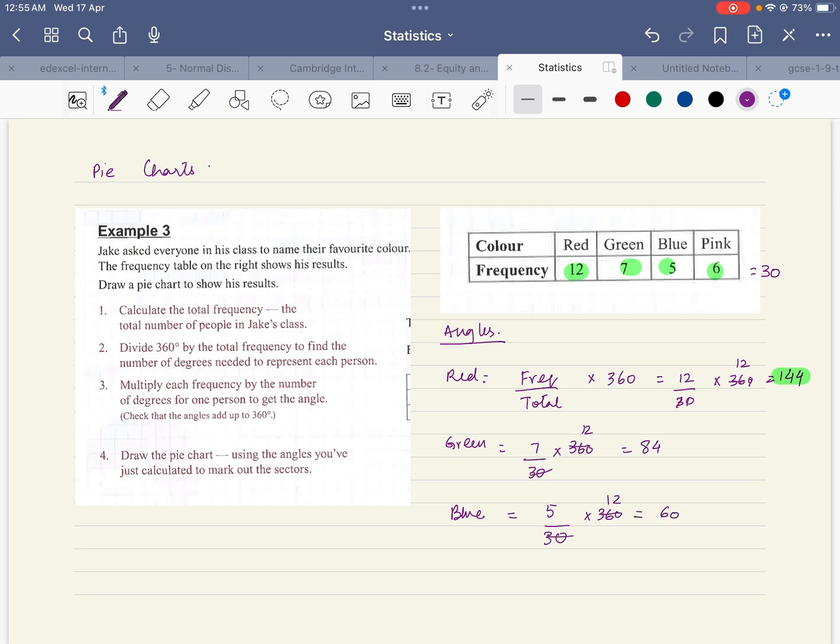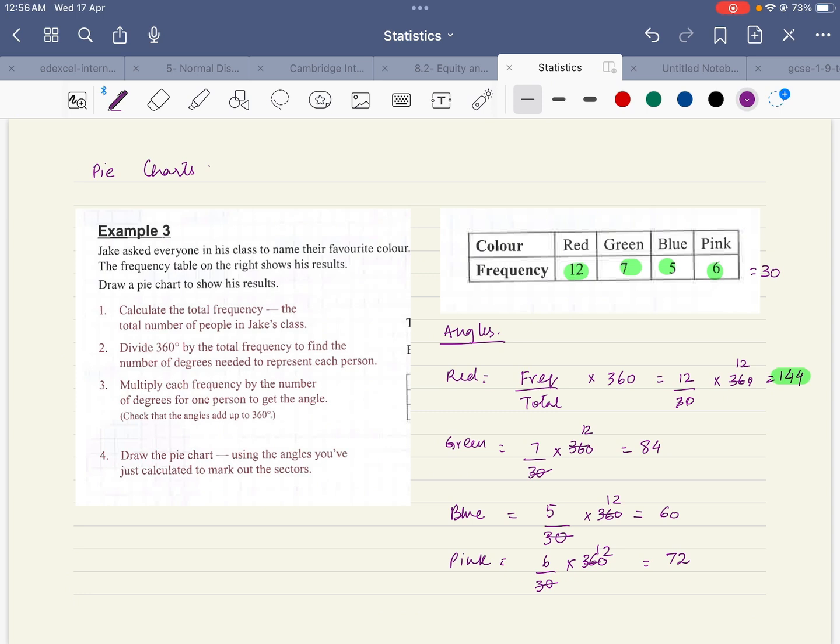This is 60. And then we have pink. Pink is 6 upon 30 into 360. This is 72. Now let's add all of them. Do they add up to 360 or not? If they don't, it means you have done something wrong.